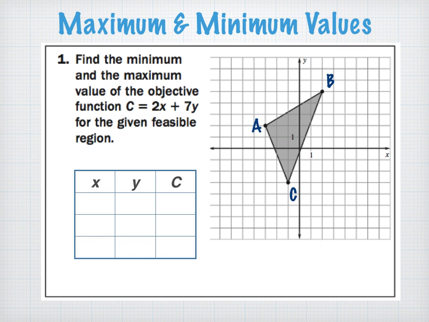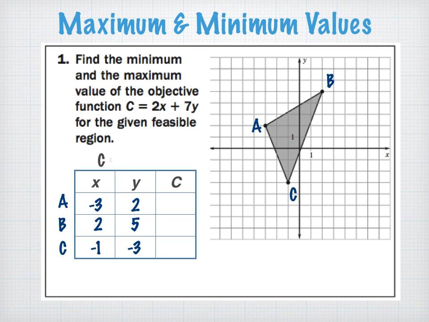Here we're given a feasible region which has already been designed. The vertices of this region are A, B, and C. And we're asked to find the maximum and minimum value of the objective function, which has been given as C equals 2x plus 7y. So we'll start with identifying A, B, and C. Those are the vertices of the feasible region. Coordinates of point A are (-3, 2), B is (2, 5), C is (-1, -3).